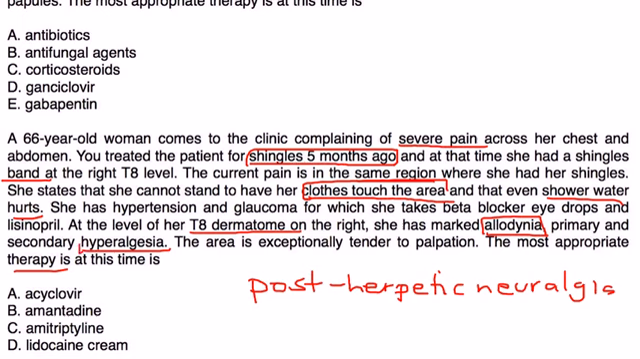And then they also describe something called hyperalgesia. What that means is that surrounding tissues also have pain as well. So the treatment for postherpetic neuralgia basically involves certain medications, and one of them is an antidepressant known as amitriptyline, and another one that's commonly used is gabapentin. And in this question, they have amitriptyline. Lidocaine cream is sometimes used, but its benefits are very minimal, so that's why it's not the most appropriate therapy at this time.